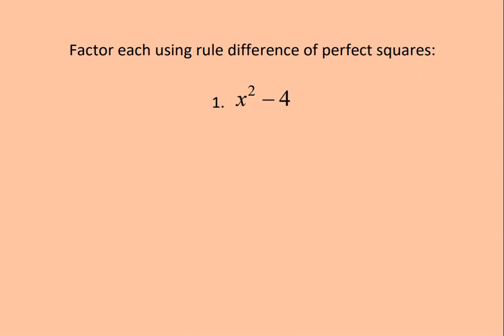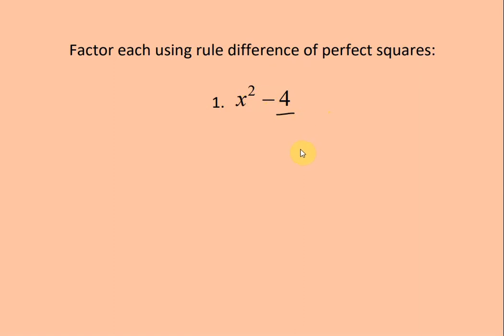So as long as we have a binomial, so in this first example, we have a binomial, meaning we have two terms. They have to be subtracted. So this sign here in the middle has to be a minus because they have to be subtracted. That's the difference of perfect squares. And every term has to be a perfect square.